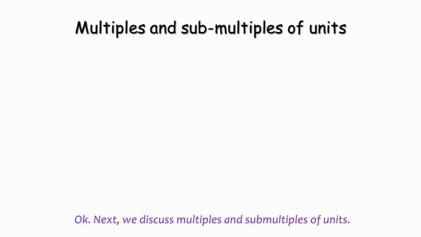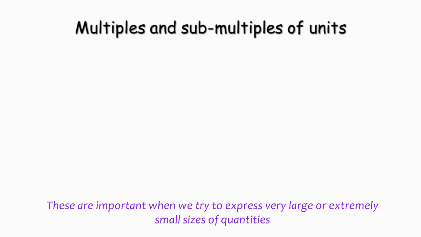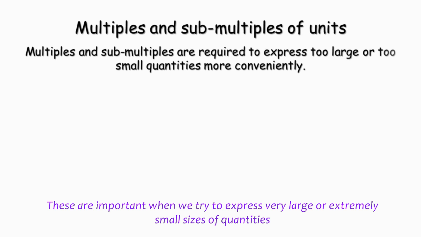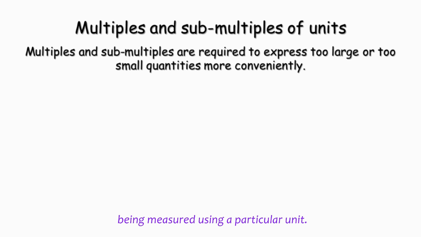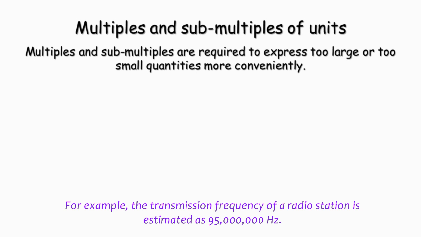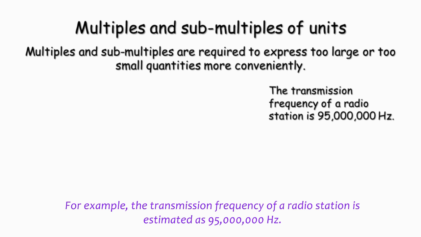Next, we discuss multiples and submultiples of units. These are important when we try to express very large or extremely small sizes of quantities being measured using a particular unit. For example, the transmission frequency of a radio station is estimated as 95 million hertz.